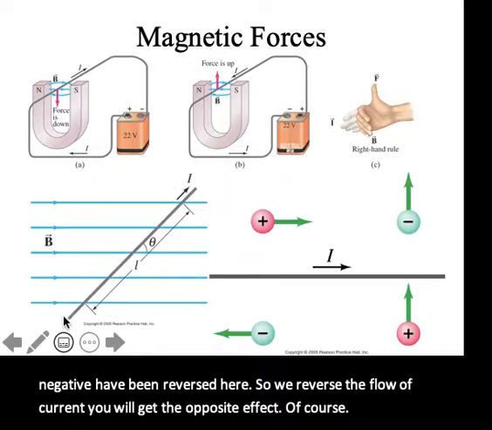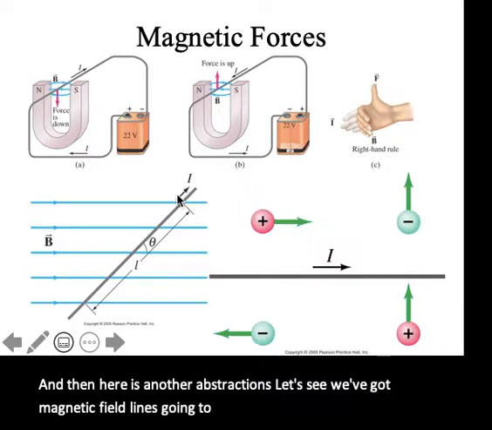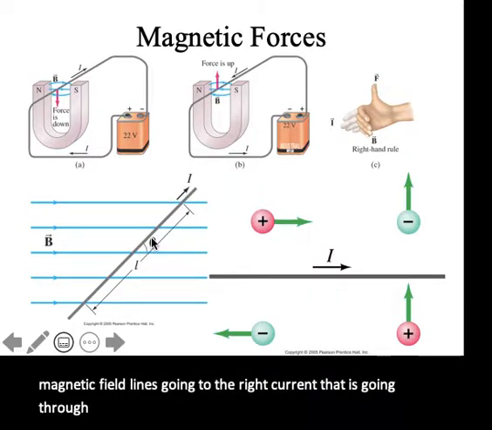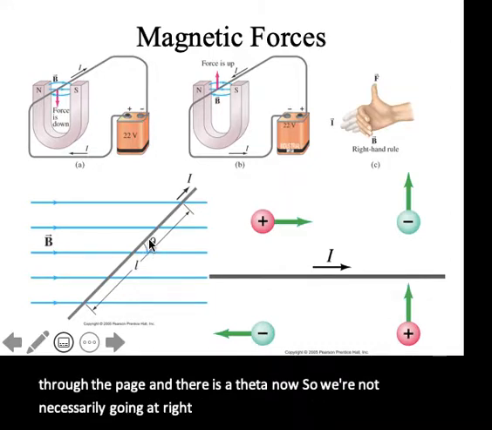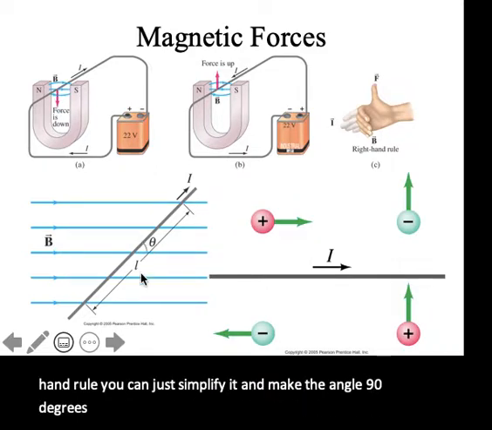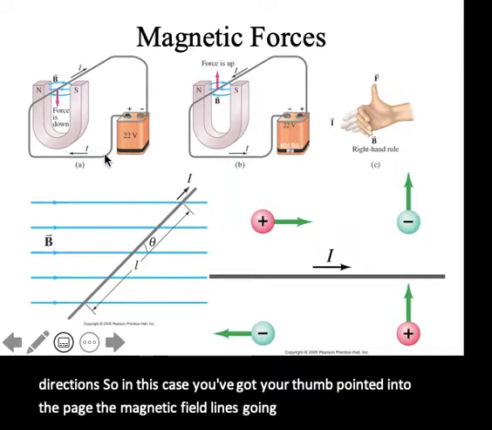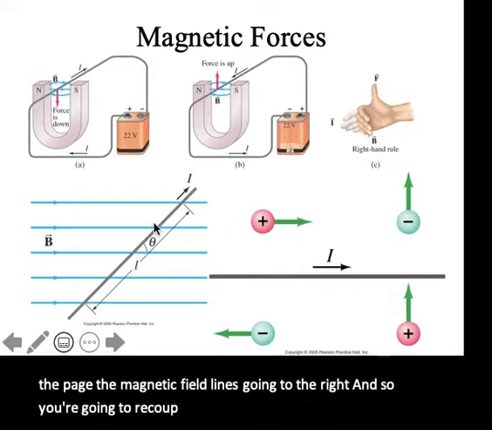And then here is another abstraction. Let's say we've got magnetic field lines going to the right, current that is going through the page, and there is a theta now, so we're not necessarily going at right angles. So when you use the right-hand rule, you can just simplify it and make the angle 90 degrees, right? Because you're still just picking out one of two directions. So in this case, you've got your thumb pointed into the page, the magnetic field line's going to the right, and so you're going to recoup this picture over here, and you're going to get a force that's downward.